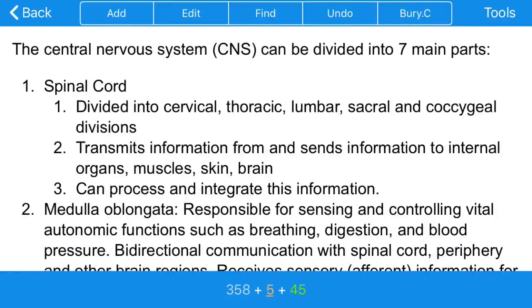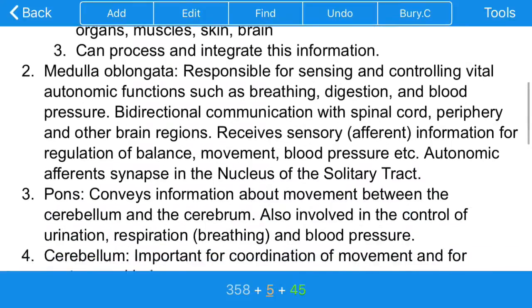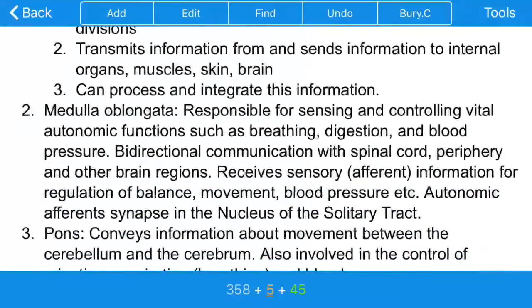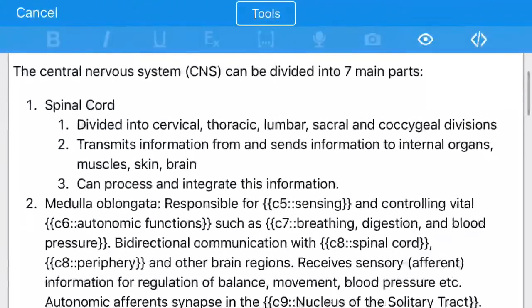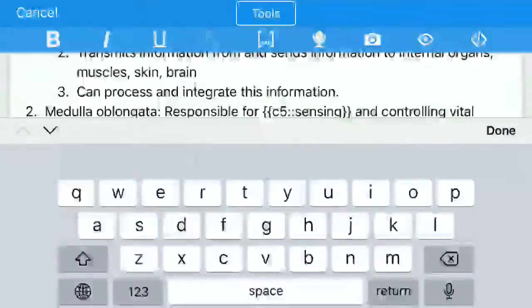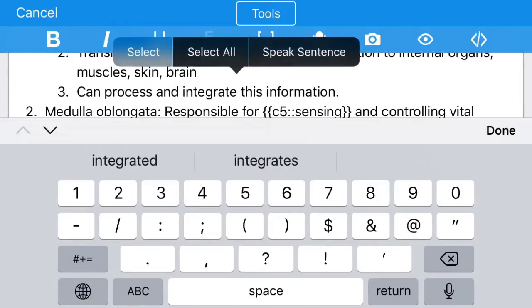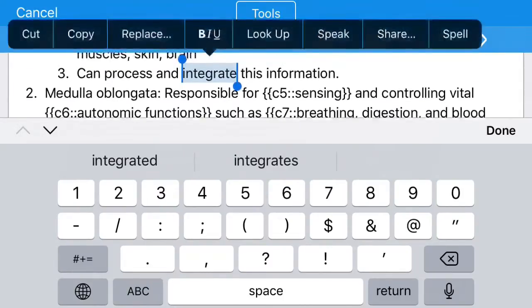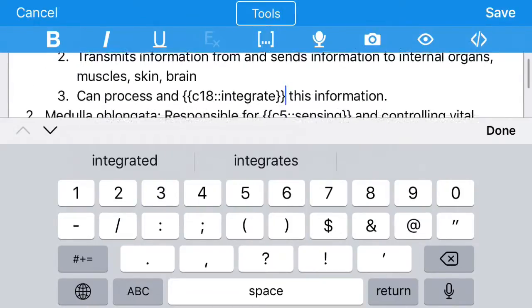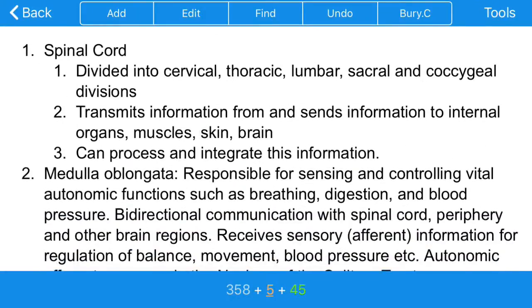Okay, central nervous system. Spinal cord, integrate. Can process and integrate this information. That's the key word here. Integrate. I'm going to create a brand new card because we need more cards, clearly. And that's going to be integrate. Okay, can process and integrate.